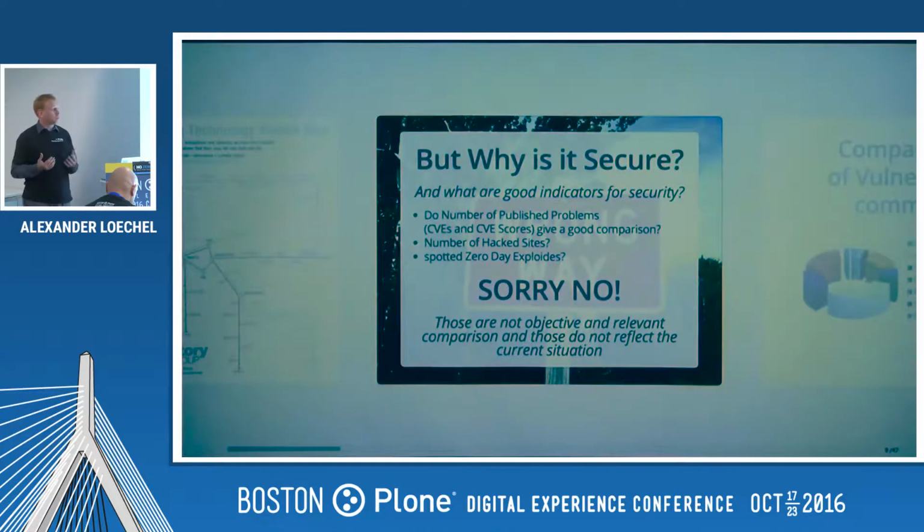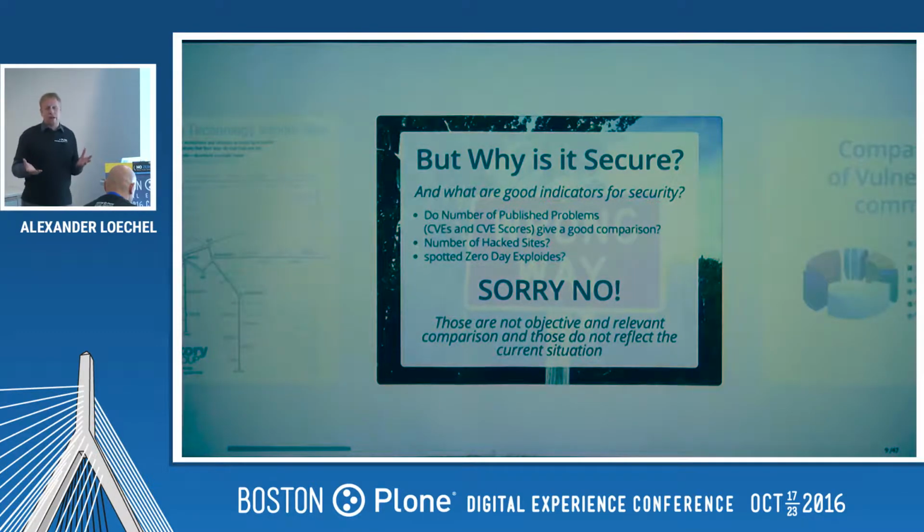But why is it secure? What are good indicators for security? That's one of the problems we always see with marketing. Everybody tries to look at, okay, give me some CVE numbers or CVE scores. Well, it's not a good comparison, because the larger the market share, the more researchers look at the system, the more they probably find.